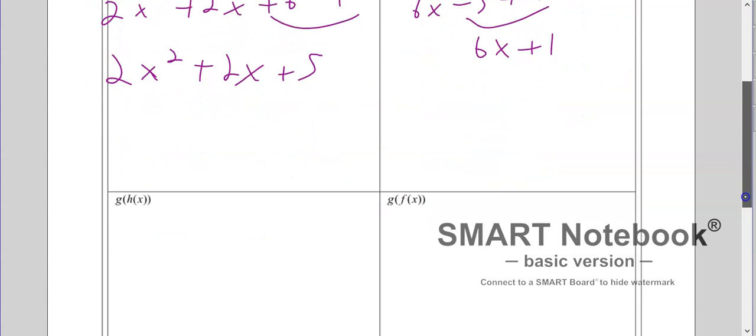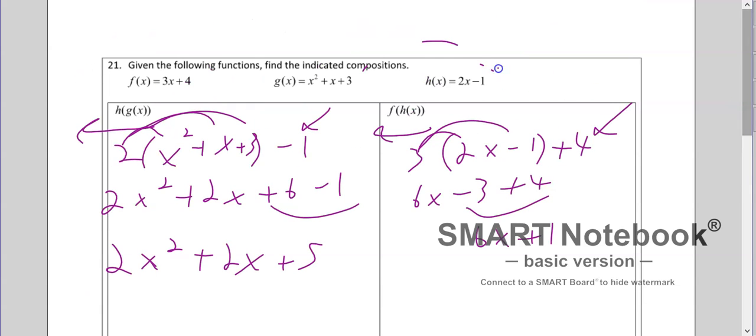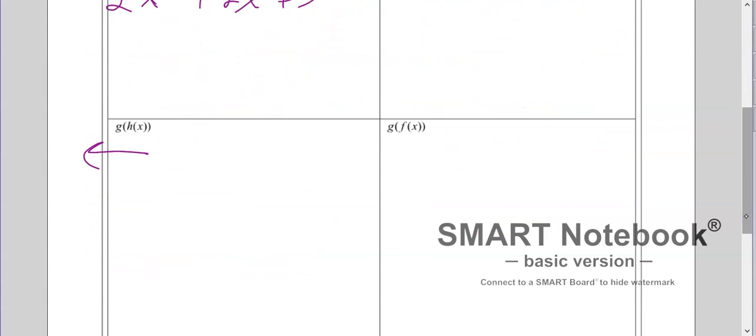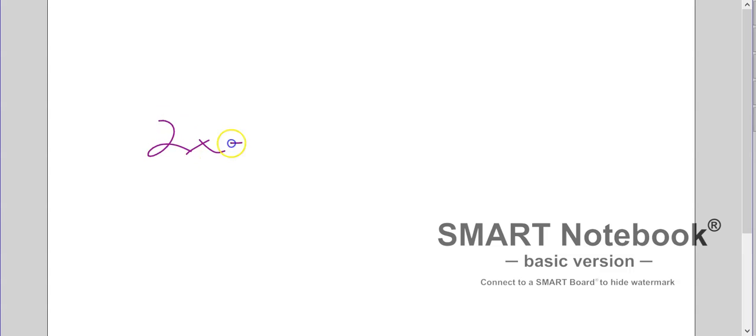Okay, next one. Again, we're going this way, so h into g. A little more work here. H into g, here and here. So, 2x minus 1 squared plus 2x minus 1, that's my x, plus 3. Now, there's 2 ways to do the 2x minus 1 squared. You can come off separately off to the side and just FOIL it, or double distribute, whatever you want to call it.